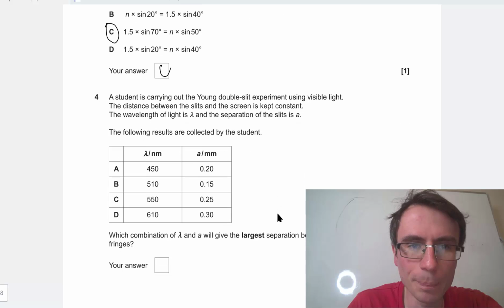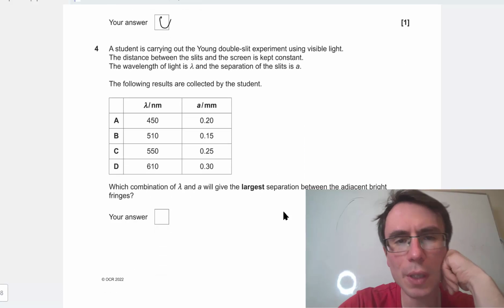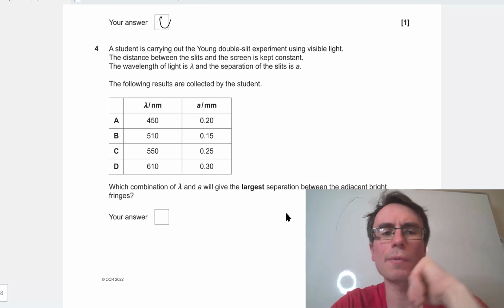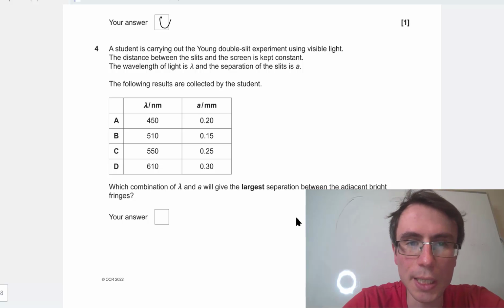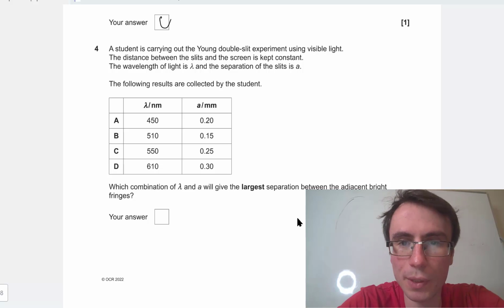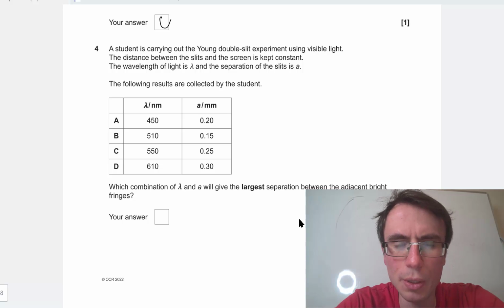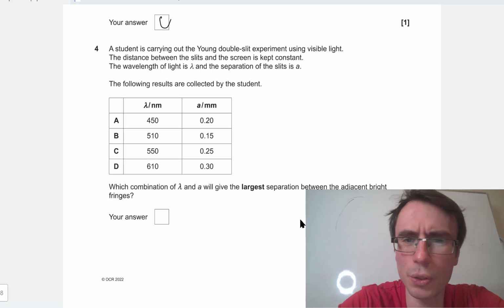Okay, let's move on. Question 4. A student is carrying out the double slit experiment using visible light. The distance between the slits and the screen is kept constant. The wavelength of light is lambda and the separation of the slits is a, and we have some results. Which combination of lambda and a will give the largest separation between adjacent bright fringes?